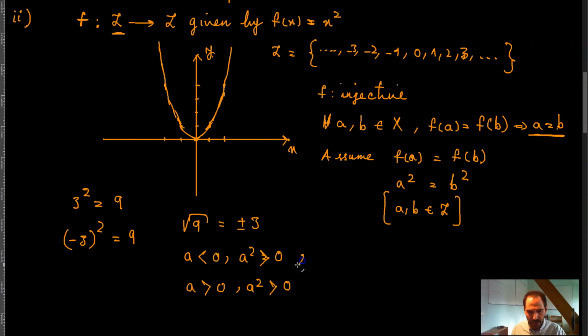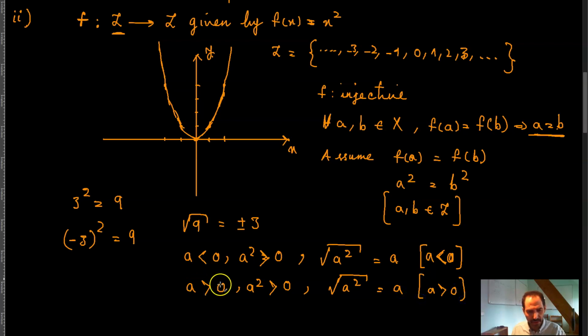Now, in this situation, if I take the square root of a squared, that gives me a, and in this case, a is less than 0. Over here, when I have a greater than 0 to start with, and I'm taking the square root of a squared, this gives me the same a, but a is greater than 0 because I have started with a positive a.